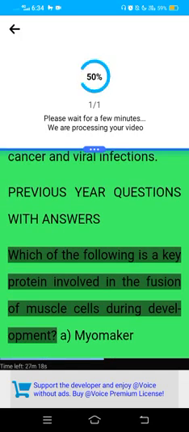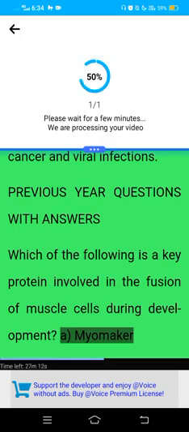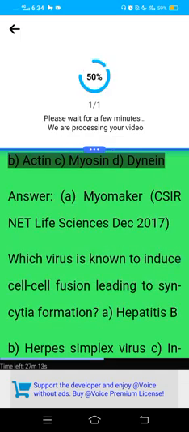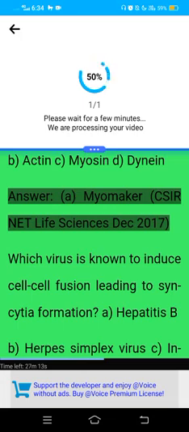Which of the following is a key protein involved in the fusion of muscle cells during development? A. Myomaker. B. Actin. C. Myosin. D. Dynein. Answer. A. Myomaker. CSIR Net Life Sciences December 2017.